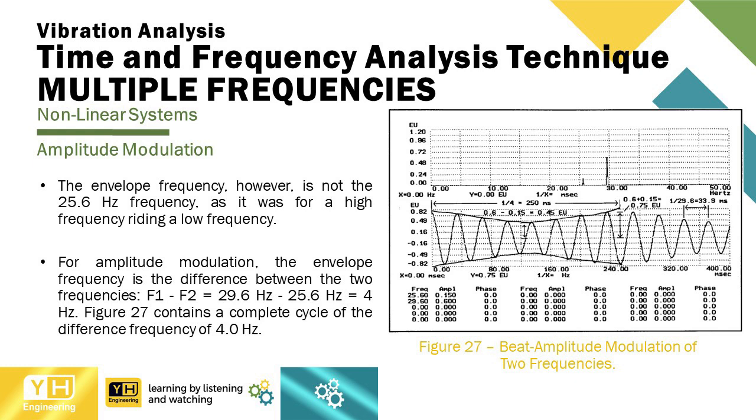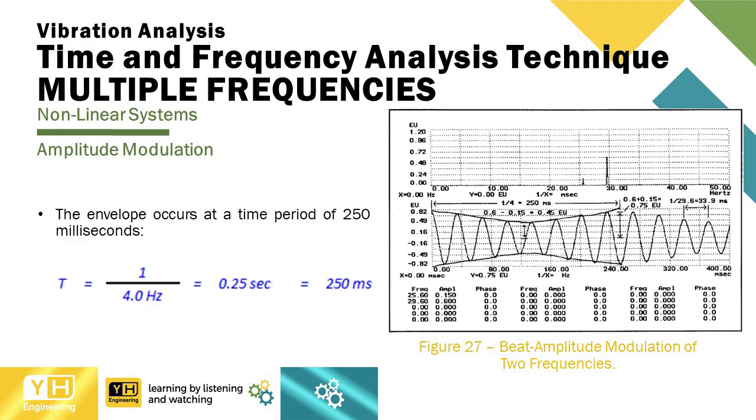Figure 27 contains a complete cycle of the difference frequency of 4.0 Hz. The envelope occurs at a time period of 250 milliseconds, as shown in the equation. Time period equals 1 divided by 4.0 Hz, equals 0.25 seconds, equals 250 milliseconds.